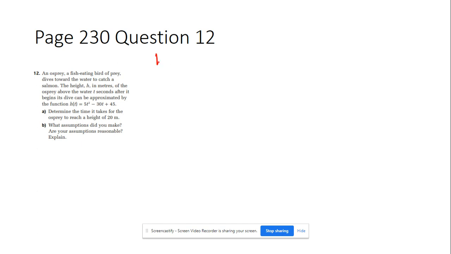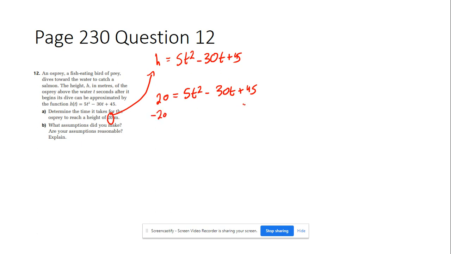So what we have here is h = 5t² - 30t + 45. We're going to take this 20 and put it in for the height. So that means 20 = 5t² - 30t + 45. For quadratic equations, we always want to set one side equal to 0, so I'm going to subtract 20 from both sides. That's 25. Now I'm going to solve this one by factoring.